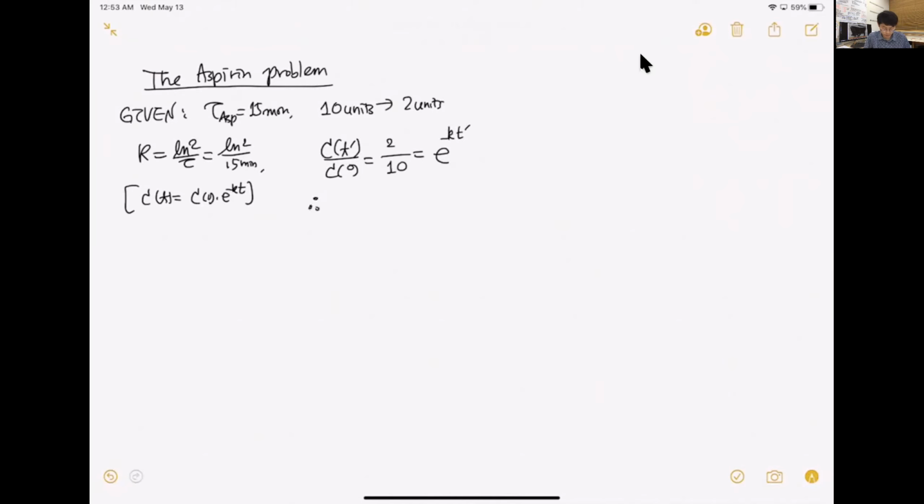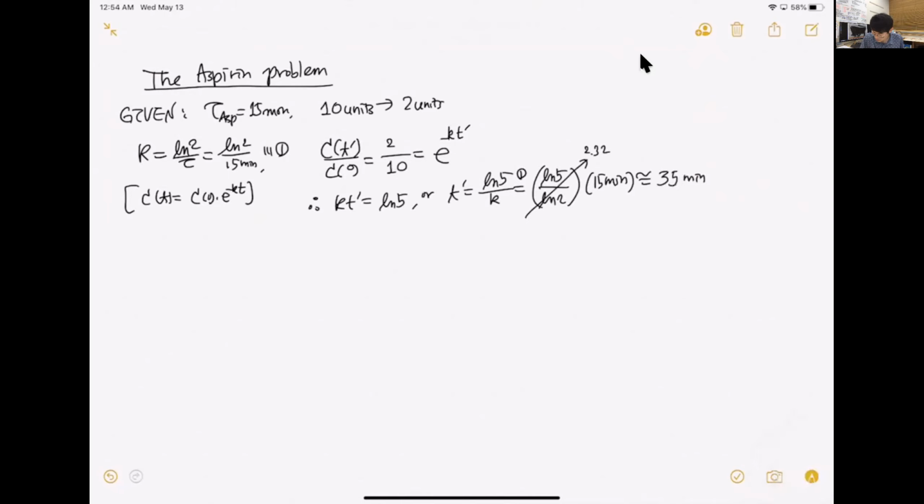Then how can we calculate this? So kt' will become ln5. We want to know the time t', which will be ln5 divided by k, and k equals ln2 over 15 minutes, so t' is ln5 over ln2 times 15 minutes. You can calculate this, and in fact this is about 2.32 times 15, so that will be about 35 minutes.